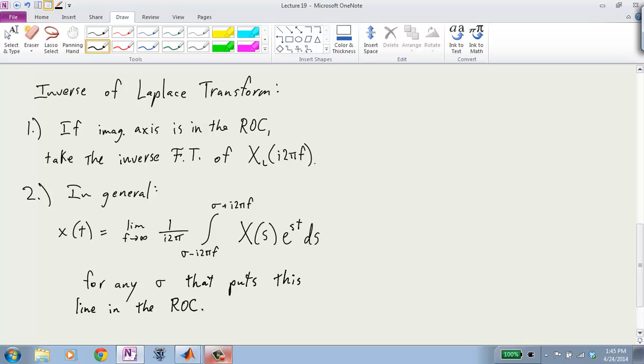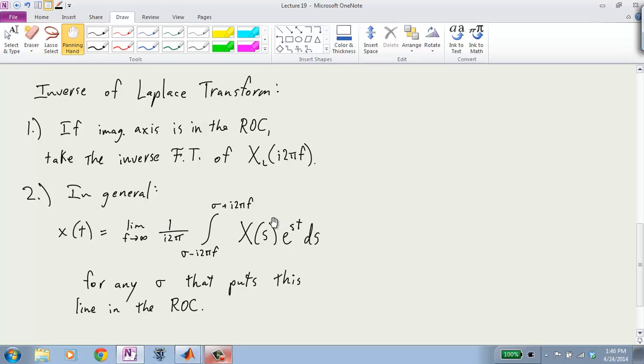So what we're saying is pick a sigma. Of course, that means that these numbers here, you're going from sigma minus something going to infinity in the imaginary part to sigma plus something in the imaginary part going to infinity. So it's a vertical line in the complex plane. You're integrating along that line. And this term here is just because of the change of variables, ds versus df. You get this constant out front.